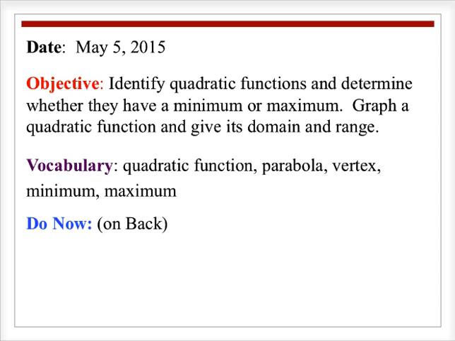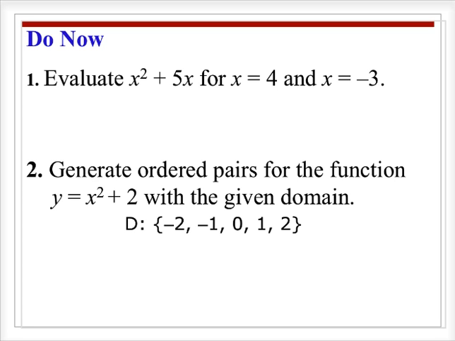I'm going to go to the next page and there's going to be a do now. I'm going to have you stop the video and please solve number 1 and 2. For number 1, you're going to have two answers because you're going to substitute 4 for x and -3. And in number 2, you're going to generate a set of ordered pairs for the given function y equals x squared plus 2 with these 5 domain values. So again, this is a discrete domain: -2, -1, 0, 1, and 2. Pause for a moment and we'll come back with the answers.